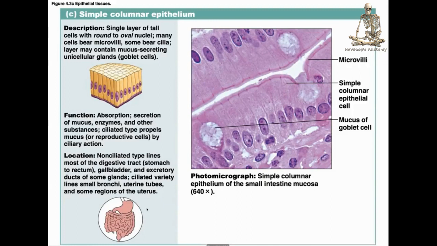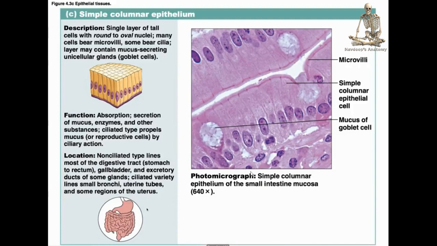In this picture, you can say it is of the small intestine mucosal layer, and you can clearly see that the above layer is composed of microvilli, and down below you can clearly see the simple columnar epithelial cells. Also, among the columnar cells, one goblet cell is present here, which helps in secretion of mucus.